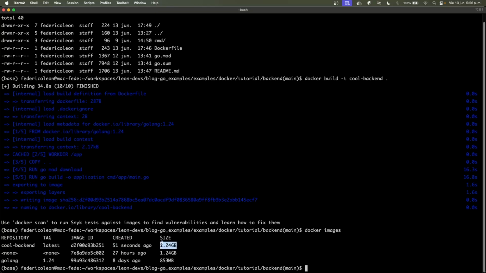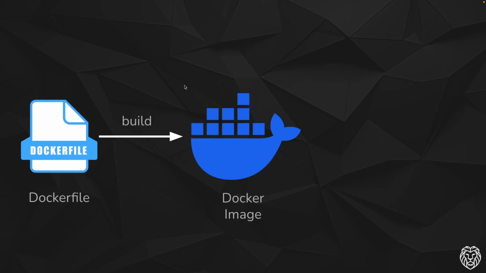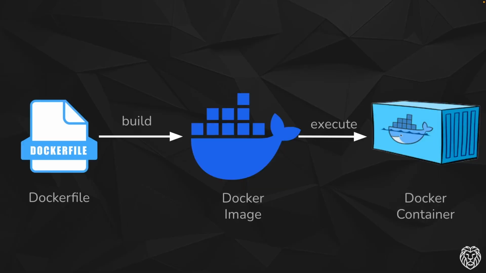Okay, so take a look at this, because this will be really important later. As you can see, what we did so far is take our Dockerfile and build it in order to create a Docker image. Now that we have our image, one thing that we can do is execute this image in order to get a Docker container with our application running inside of it.